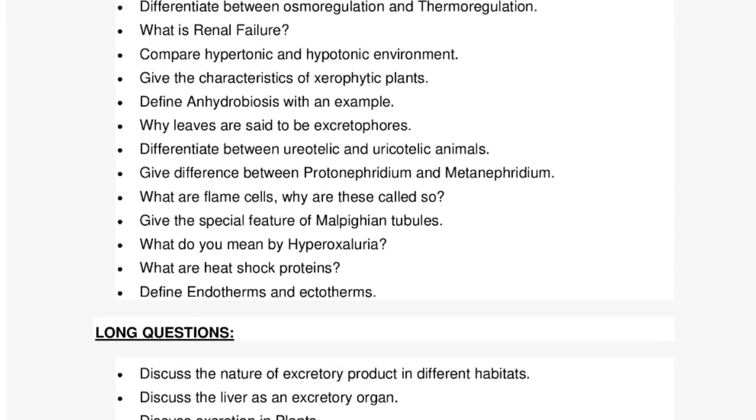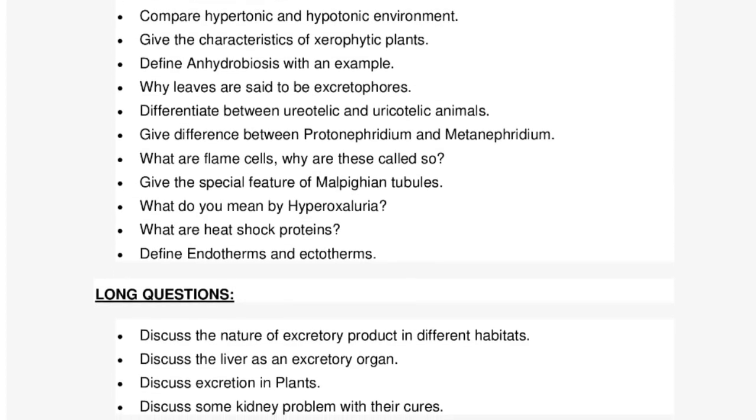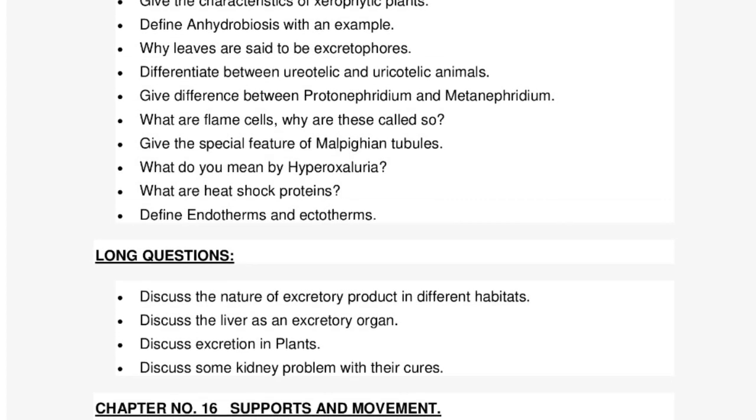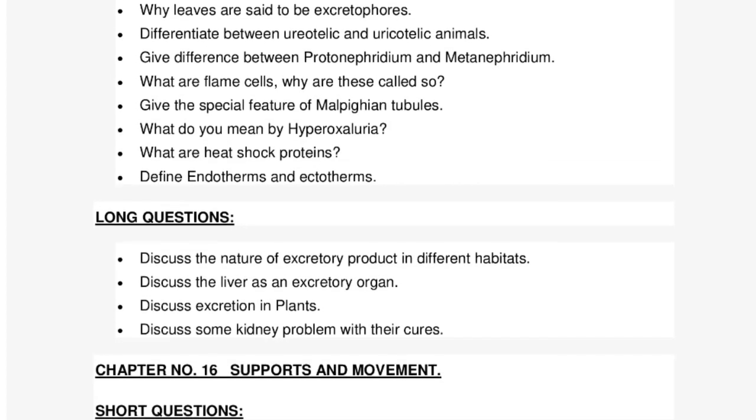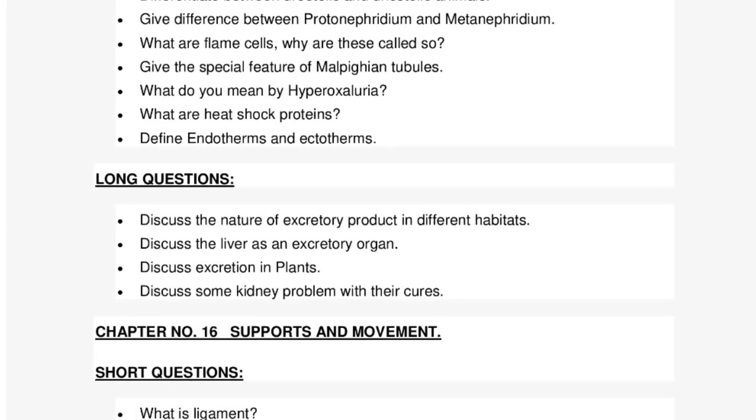Long questions. Discuss the nature of excretory product in different habitats. Discuss the liver as an excretory organ. Discuss excretion in plants. Discuss some kidney problems with their cures.